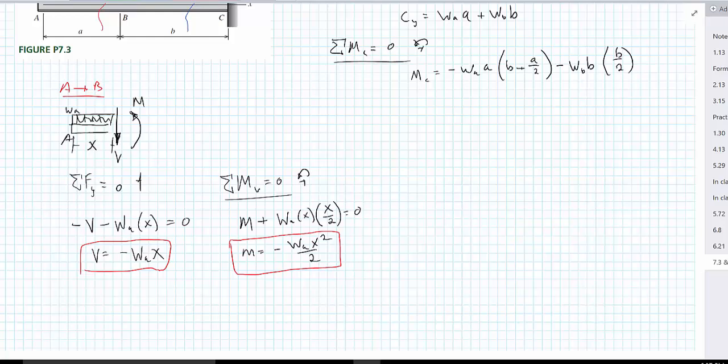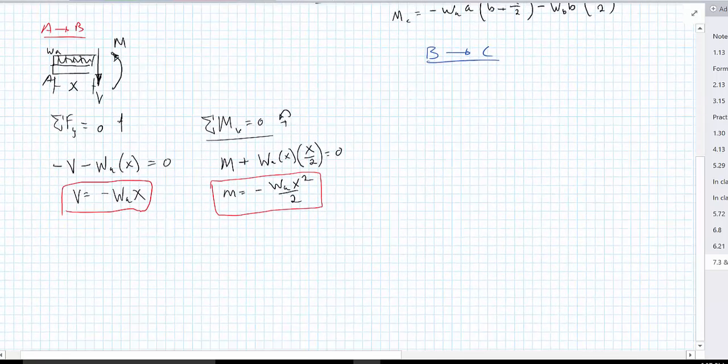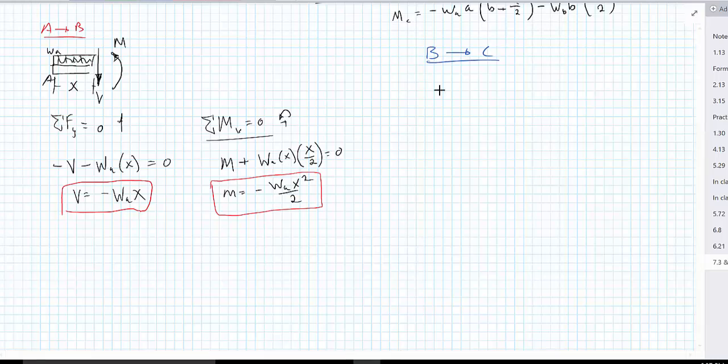So now we're going to do another section, right? From B to C, which is going to be this cut up here if we look back at our drawing. So we did A, which was this first part, and now we're going to do B from B to C, back to the end of the cantilever. So again, we'll draw a free body diagram, right?